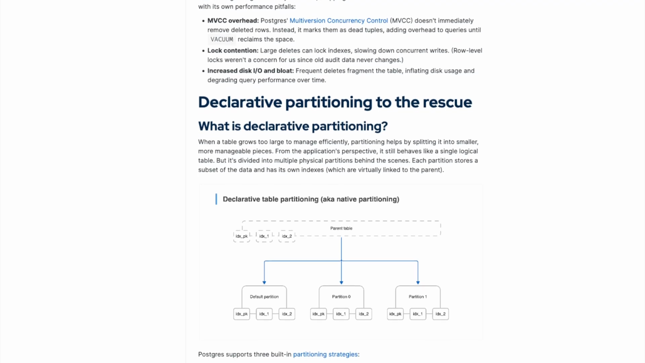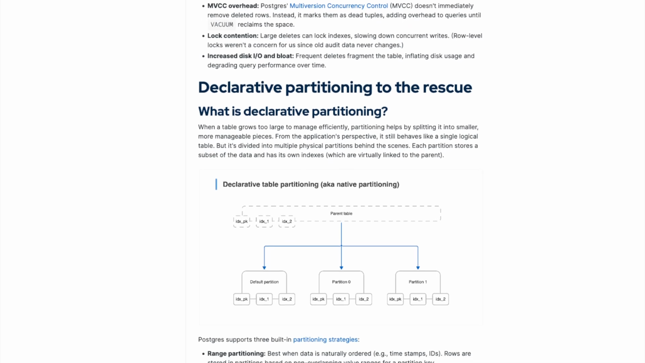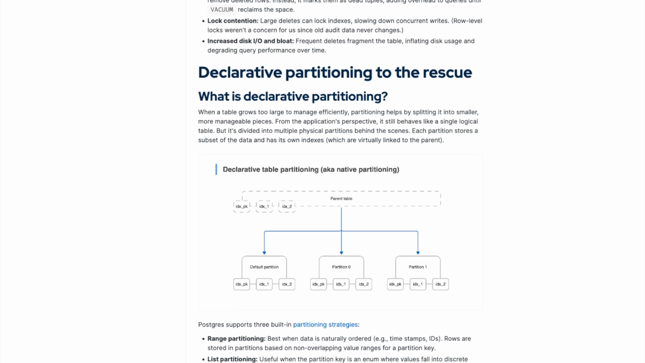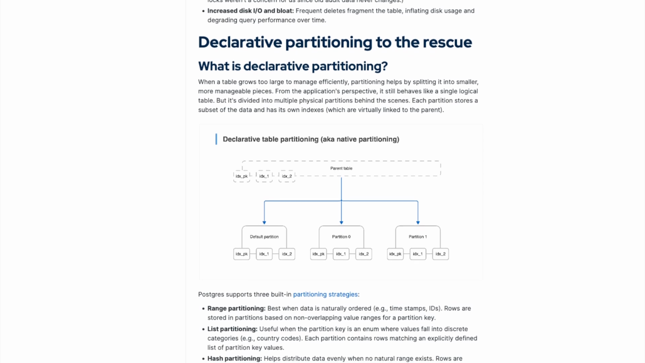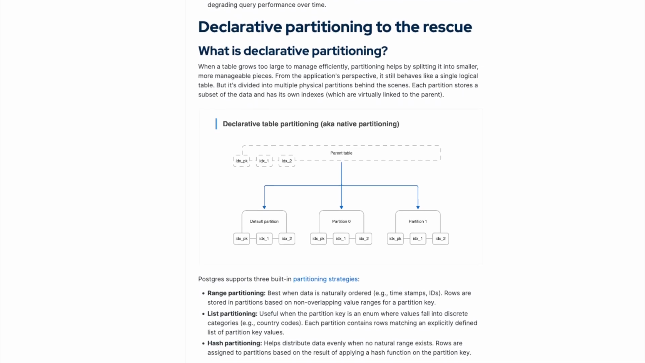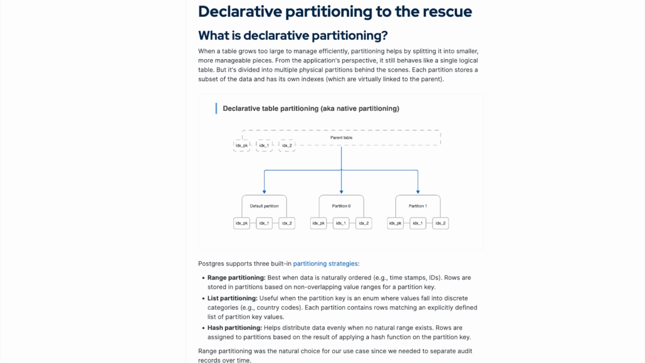And the article mentioned different ways to split it. Range, list, hash. Range partitioning is great for ordered data, like dates or IDs. You define ranges like IDs 1 to 1 million go here, 1 million to 2 million go there.